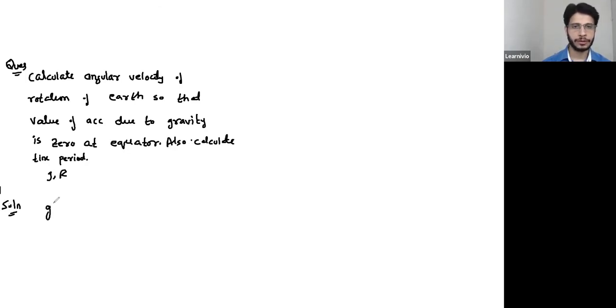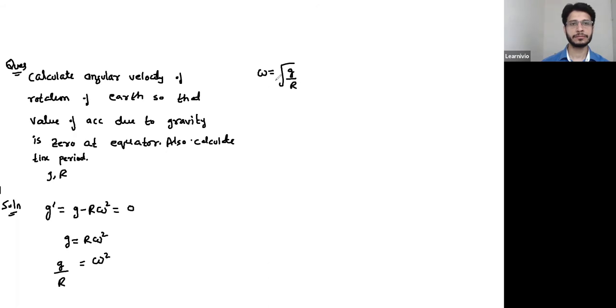Okay. See, this is very straightforward. You need g prime, which is g minus R omega square. This is the value at the equator, which is equal to 0. Yes, Noor is correct. Fazil, just take care of units. So g is R omega square. You can write omega square as g by R. Then you can write omega as root over g by R.